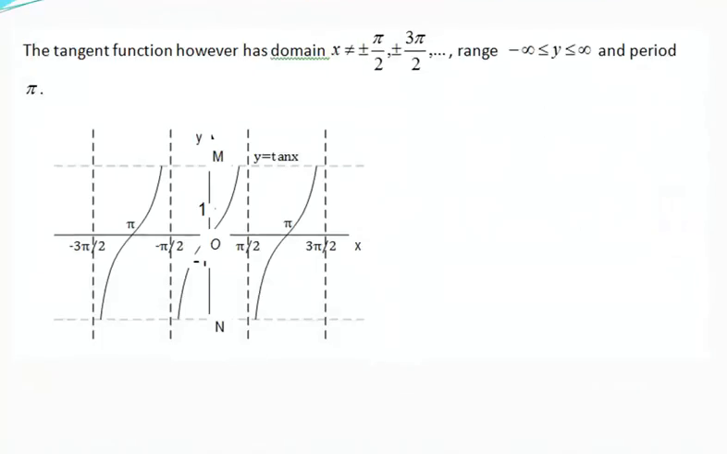And we see our tangent function, however, is different. So we see in our domain, we have our asymptotes. So our x is not equal to pi on 2, negative pi on 2, 3 pi on 2, negative 3 pi on 2, and so on. And we see that our range continues here and here to infinity and negative infinity.